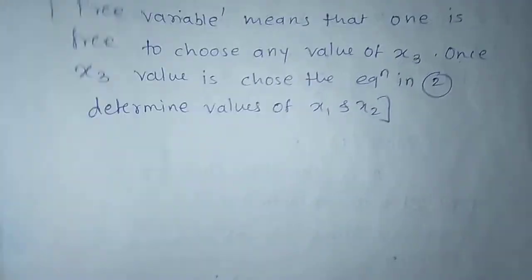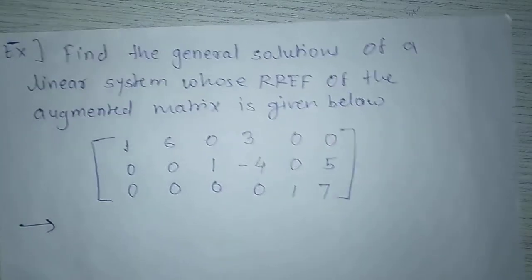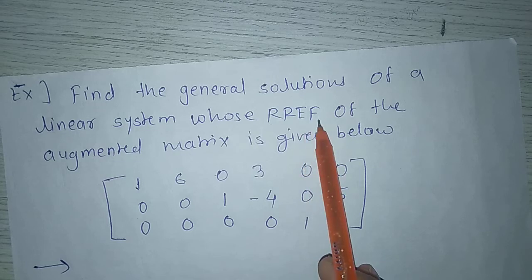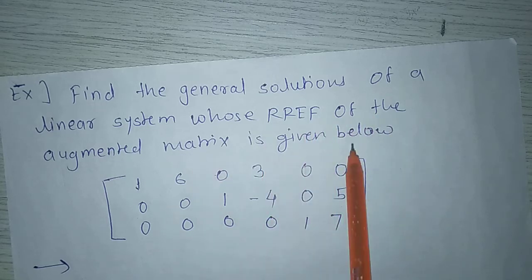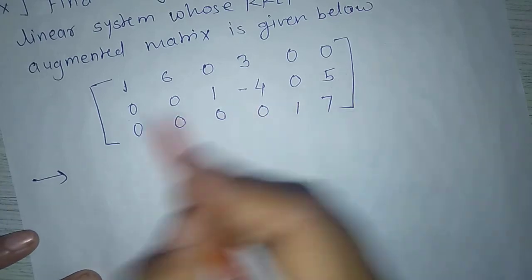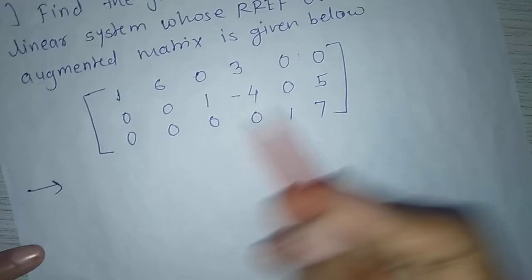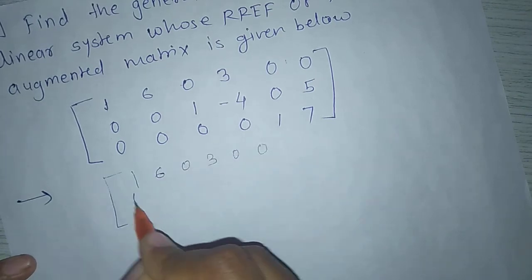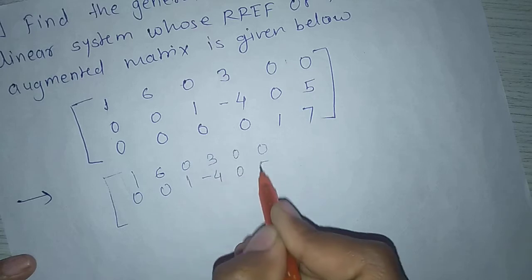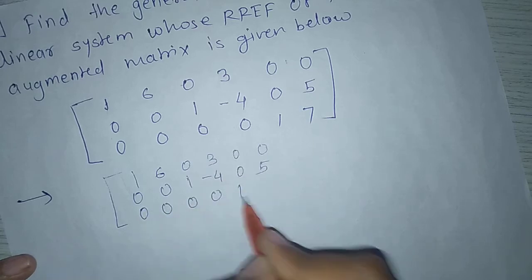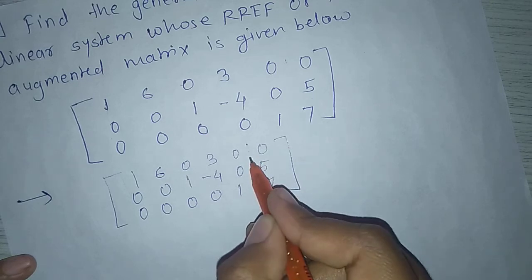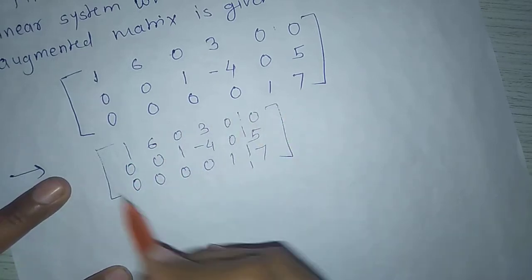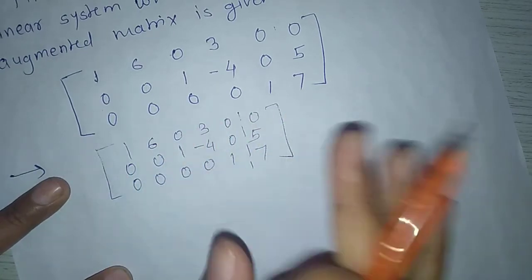Next example, find the general solution of a linear system whose reduced row echelon form of the augmented matrix is given below. The given matrix is [1 6 0 3 0 0; 0 0 1 -4 0 5; 0 0 0 0 1 7]. The last column is nothing but the constant matrix. This is the row echelon form of [A|B].